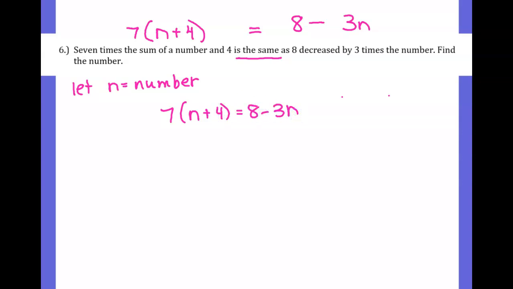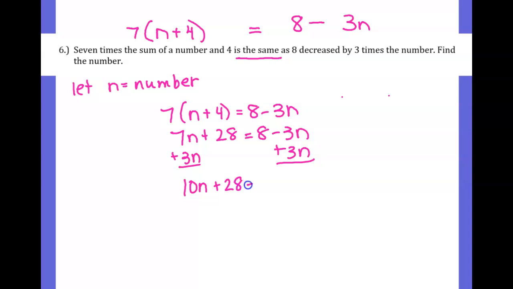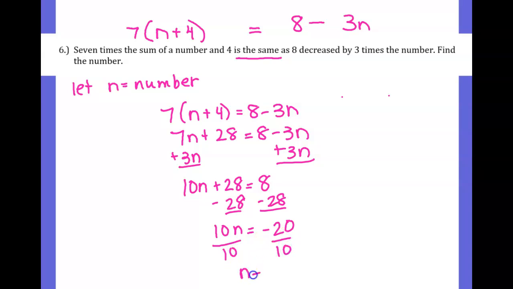Now we simply use our knowledge of solving equations and we distribute. We move the variable, so we're going to add 3n to both sides. When we do that, we get 10n plus 28 is equal to 8. Then I'm going to subtract 28 from both sides. So 10n is going to be equal to negative 20. We then divide by 10, and n is equal to negative 2. So the number is negative 2.